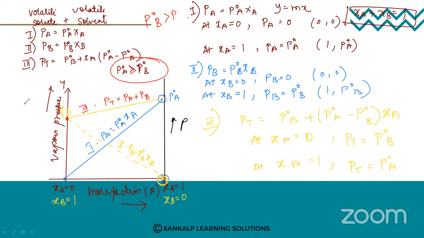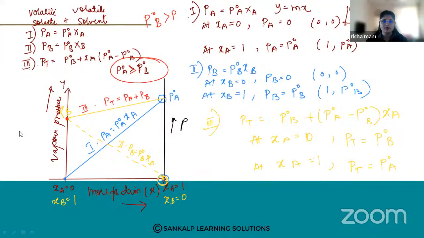So this is about the graph. This is the graph of Raoult's law. It is a very important graph. You have to know how to plot it. This is the important part of Raoult's law. Is it clear up to here?